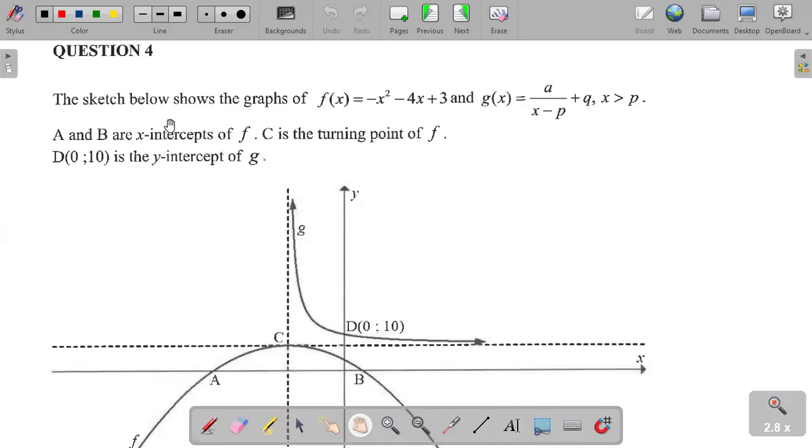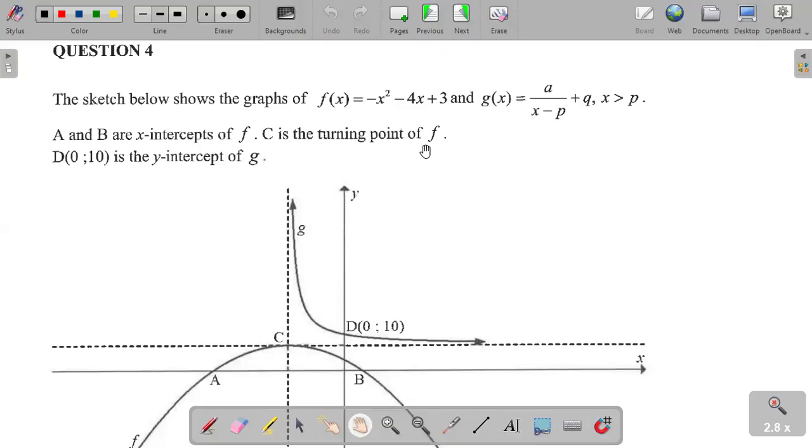So the question says, in the sketch below, the sketch below shows the graphs of f of x equals negative x squared minus 4x plus 3, and g of x equals A over x minus p plus q, where x is greater than p. A and B are x-intercepts of f. Okay.